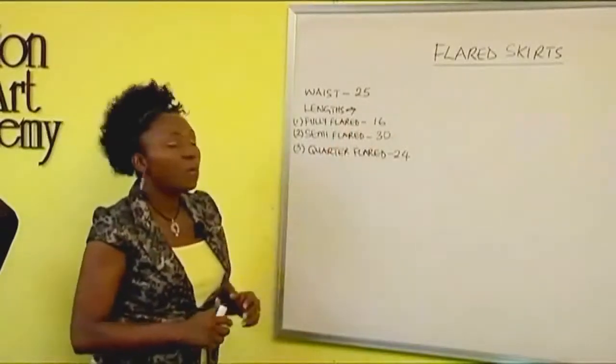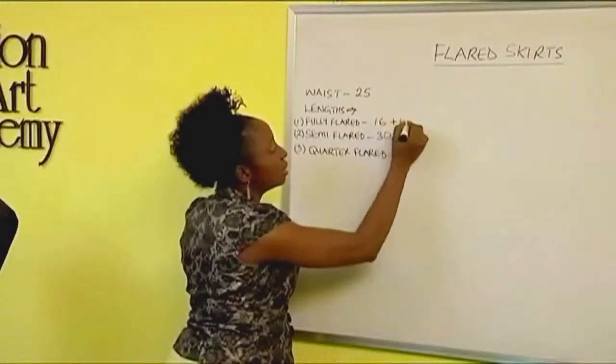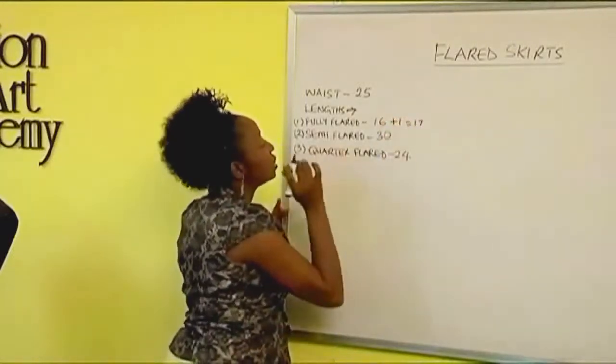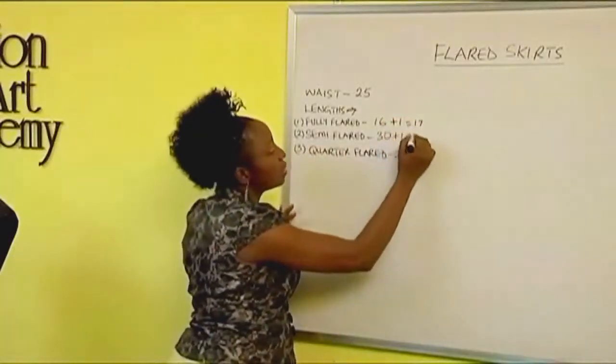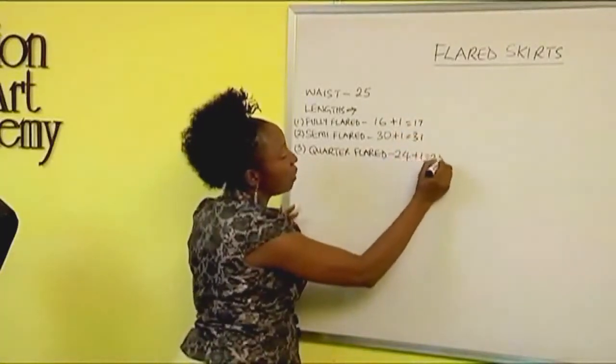So I'm going to add 1 inch to each of these lengths. That means for the fully flared, I'll add 1 inch. That will give me 17. To the semi-flared, I'll add 1 inch. That's 31. To the quarter flared, I'll add 1 inch. That will give me 25.